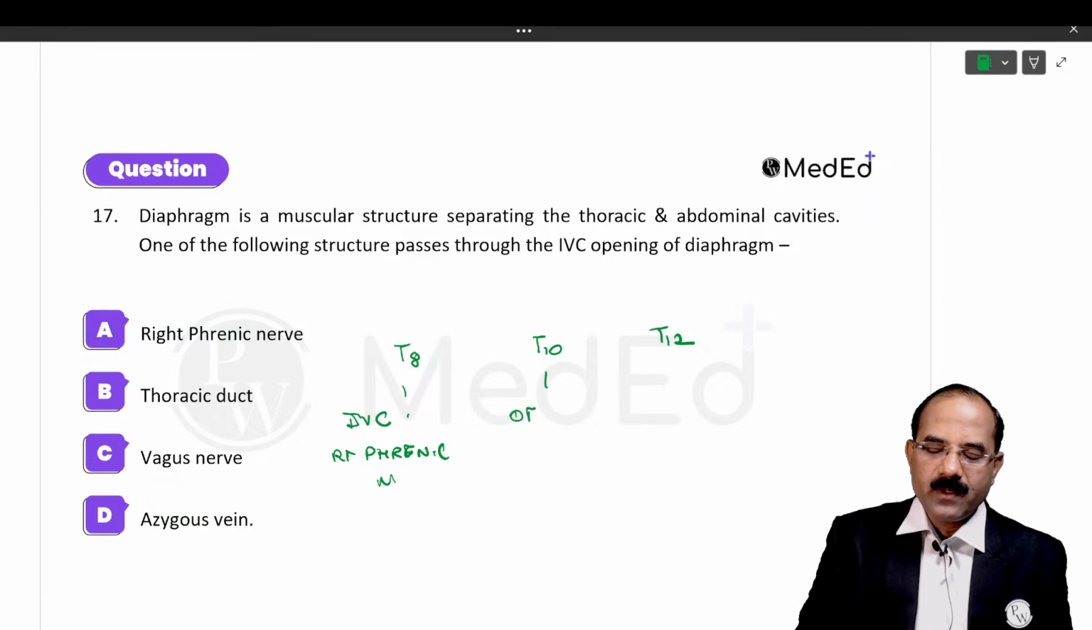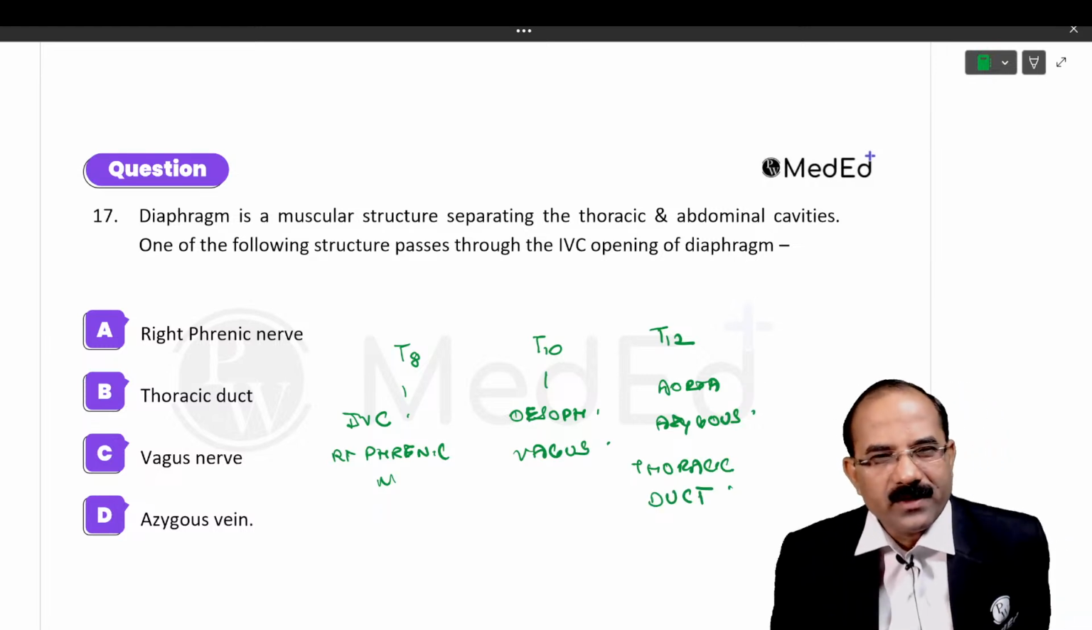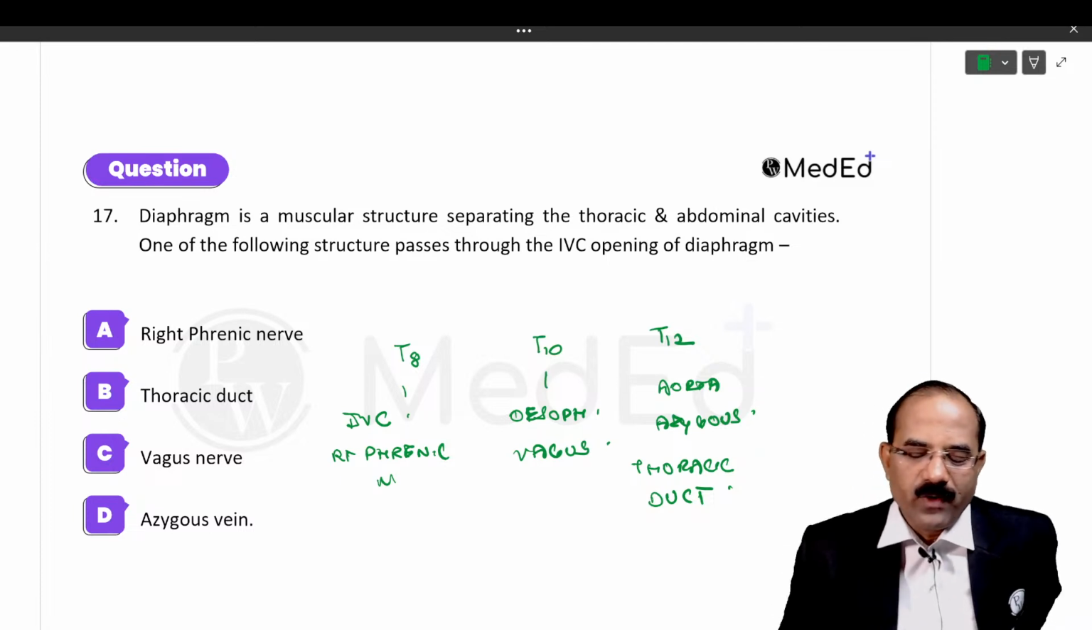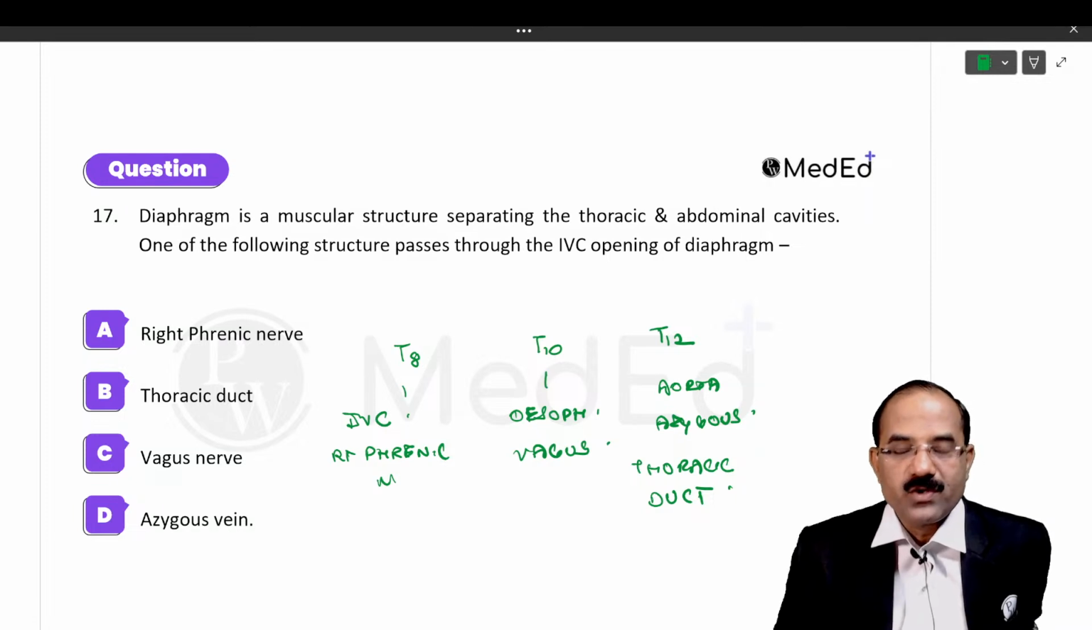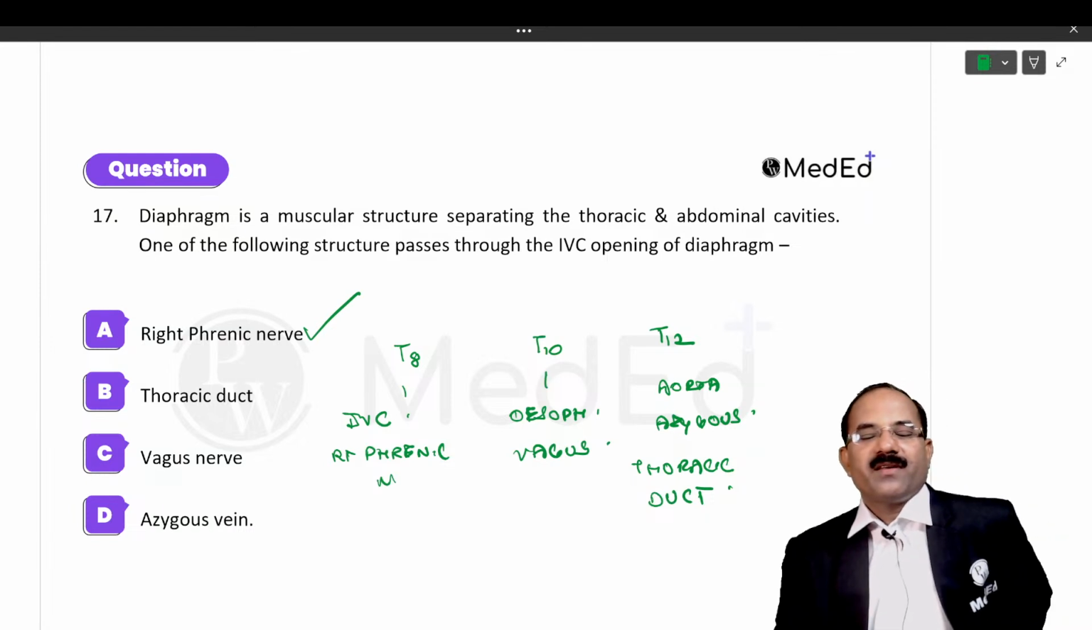T10 से कौन जाता है? Esophagus with vagus. And T12 से कौन जाता है? Aorta, azygous vein and thoracic duct. Am I clear, bachcho? So what is the answer for this? One of the following structures passes through the IVC opening of the diaphragm. Your answer is right phrenic nerve.